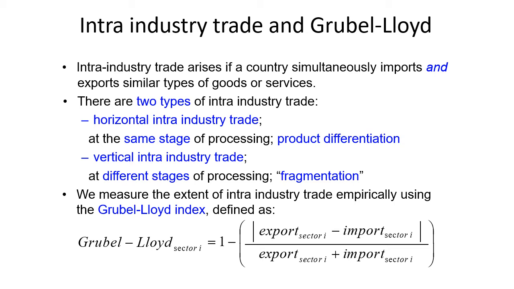And then finally, we have the Grubel-Lloyd index, which is defined as 1 minus the difference between the exports and imports in a sector divided by the exports plus imports in the same sector. So this index is calculated for a sector. If you look at sector i, you take the exports of that sector and the imports of that sector and you plug them into this equation. It shouldn't be really difficult.